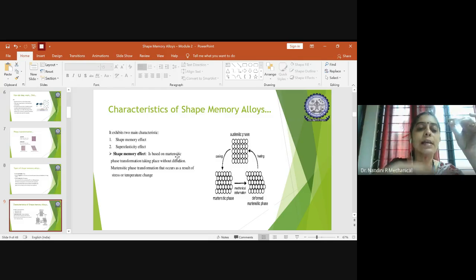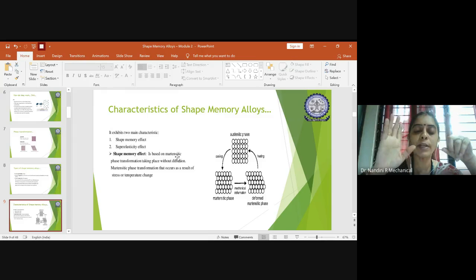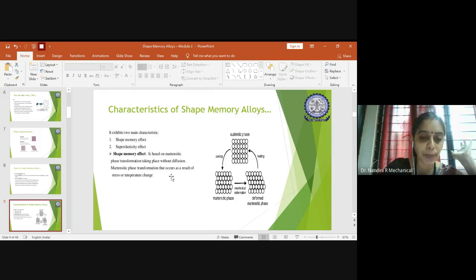But here in this case, the material will be able to come back to its position without any diffusion. That one thing you have to understand. It is purely based on heating and cooling that you get the required change in the material behavior, and hence martensitic phase transformation occurs as a result of either stress or temperature change.